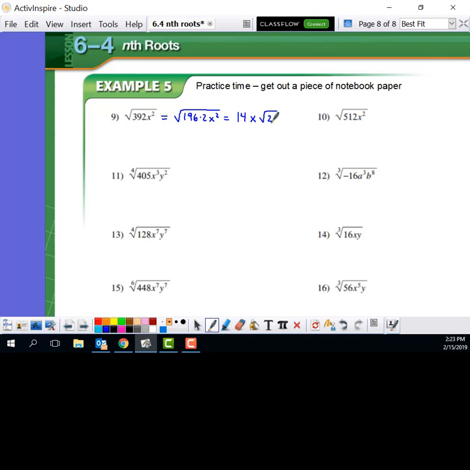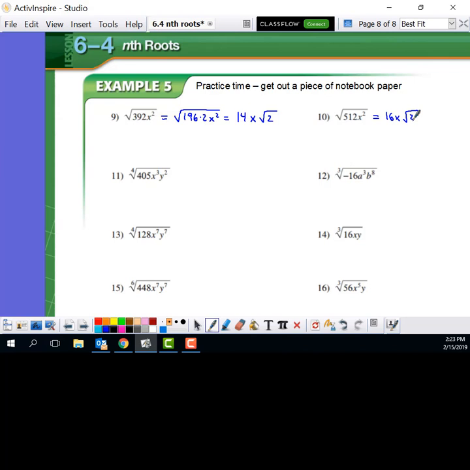Number 10, again, was one that was a little different. We had, I think that's wrong. So I think that comes out as 16x root 2. Double check that one. I can't read my handwriting on that one, so that one might be wrong. Sorry if it is. But you probably have already figured out why it's wrong.